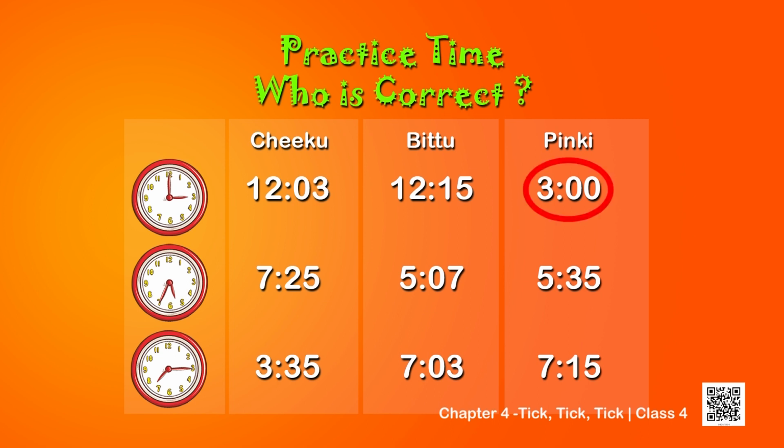The first clock shows 3 o'clock. Could you read the time? Yes. Because the minute hand is at 12 and the hour hand is at 3. In the second one, the hour hand is in between 5 and 6 and minute hand is at 7, which means 35 minutes past 5 or 5:35.